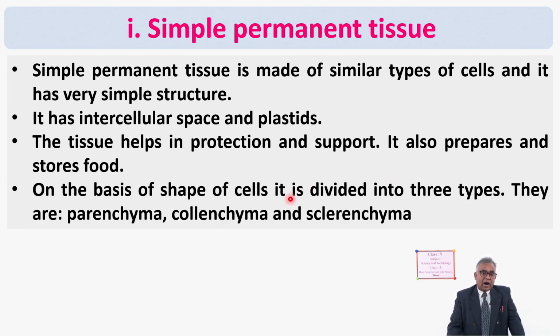On the basis of shape of cells, it is divided into three types. We are talking about simple permanent tissue. Yes, so it is again divided into three types. They are parenchyma, collenchyma, and sclerenchyma. So study one by one about them.